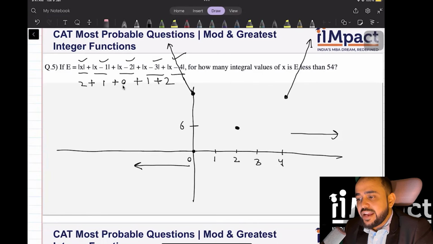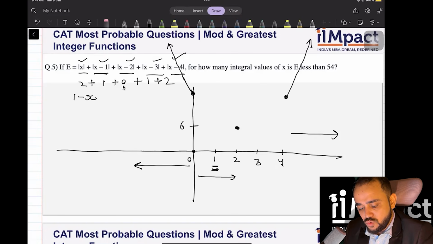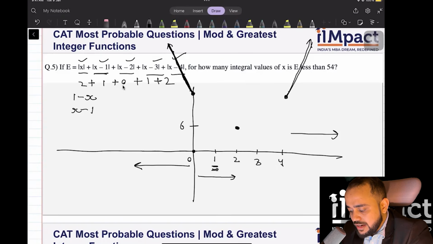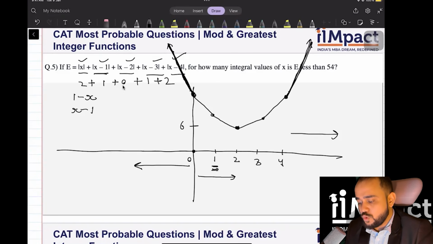Final observation is, as you cross a critical point when you travel in the x direction, one of the mods will switch sign. So for example, when you cross 1, this mod x minus 1 will switch from 1 minus x to x minus 1. So you have a negative slope here, and then eventually you end up at a positive slope. So the graph would have been something like, it shifted here, then it shifted here, then finally you started increasing and going up here. So this is what your graph is going to be.